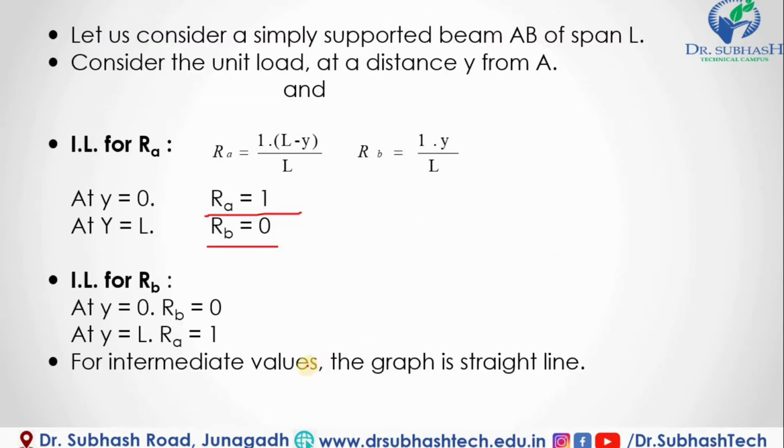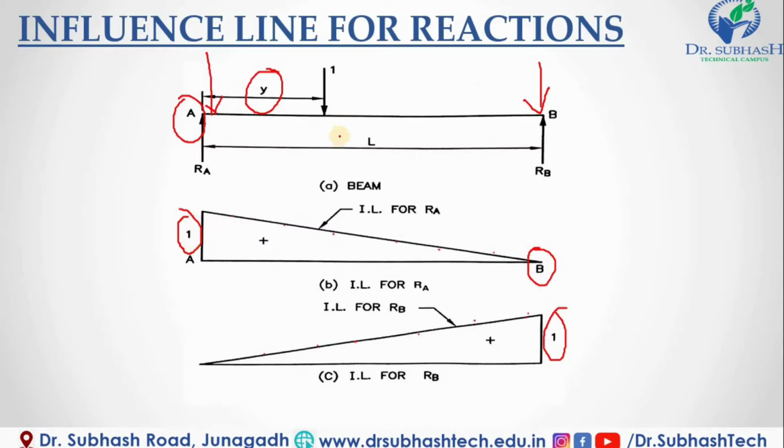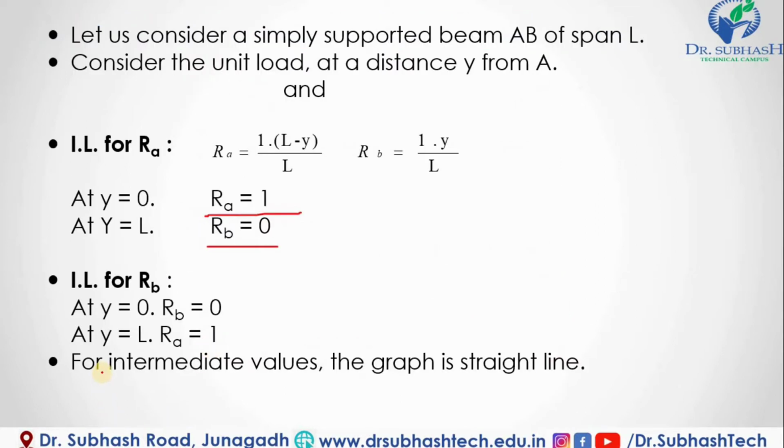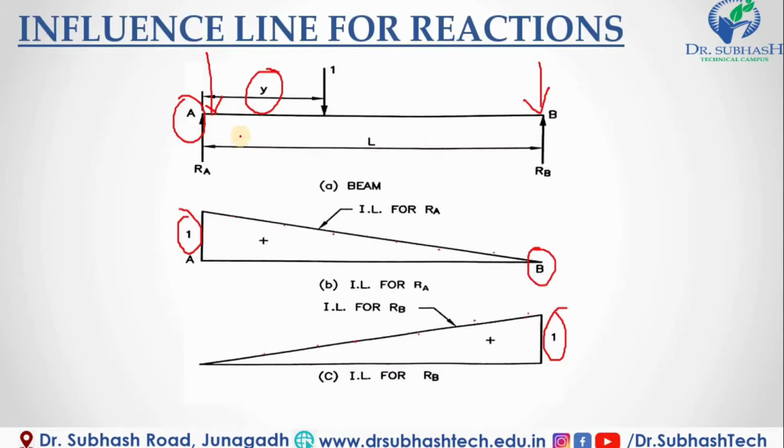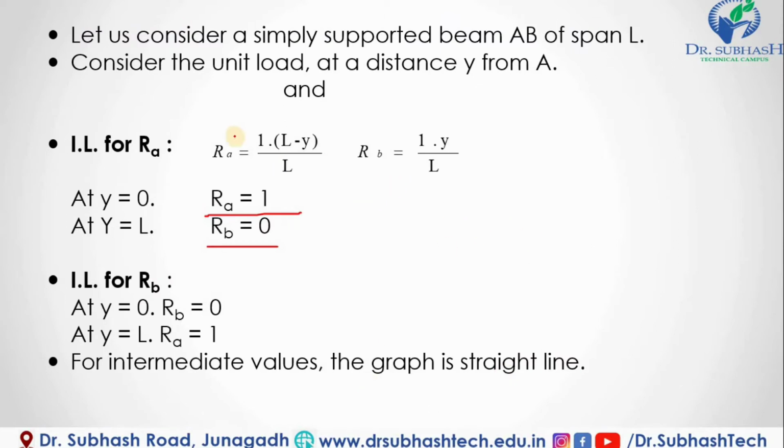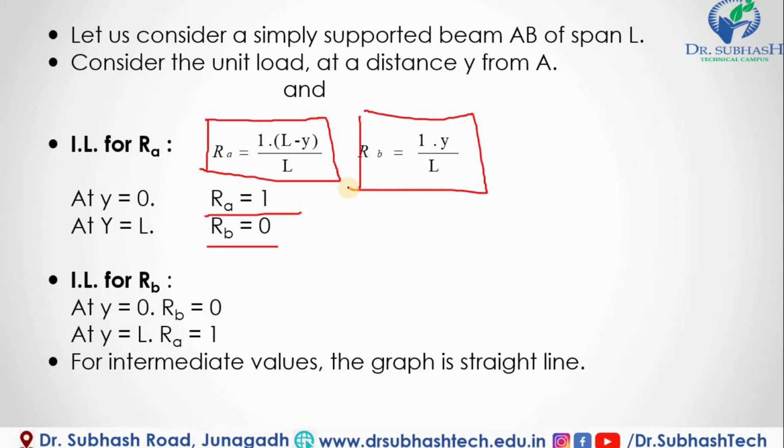The same occurs when we calculate RB. At y equal to 0, what should RB be? If y is 0, it means the point load is at B, then load into distance, the distance being 0, so RB is 0. And when y is L, it means our unit load has shifted over the support B, and at that time RB is 1. So using these equations of RA and RB, we draw the influence line diagram of the simply supported beam.